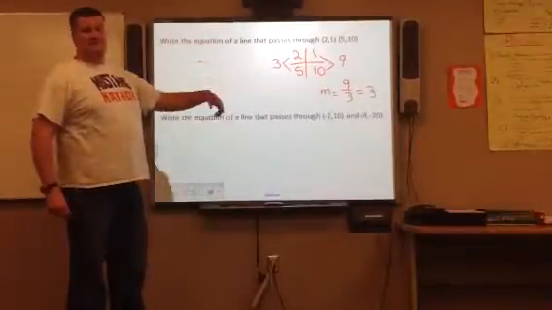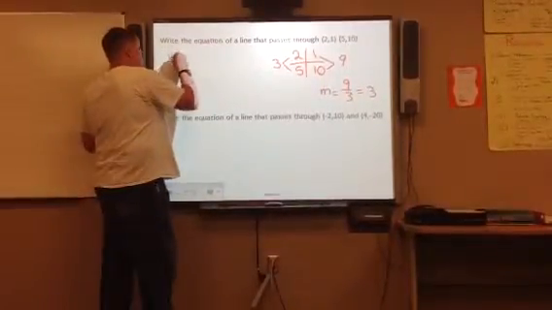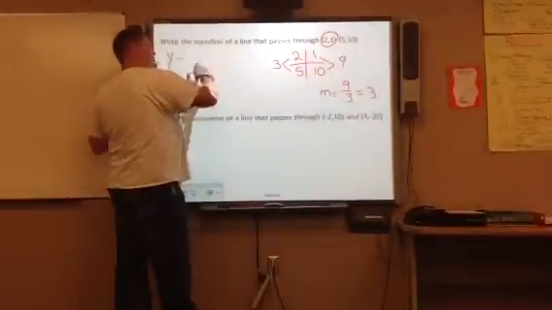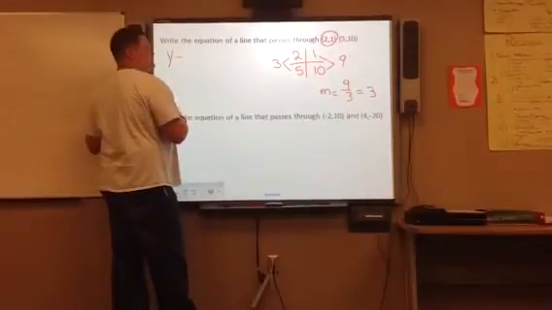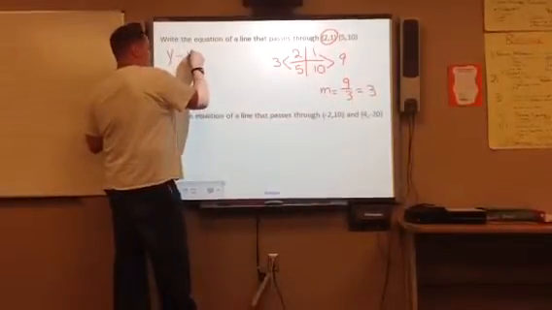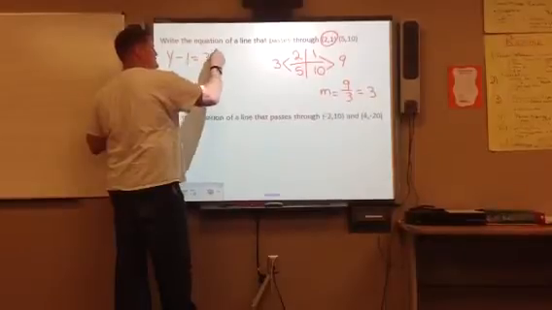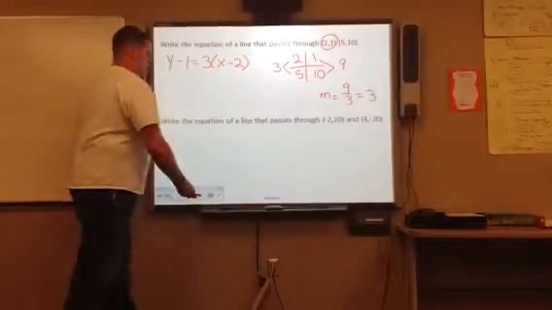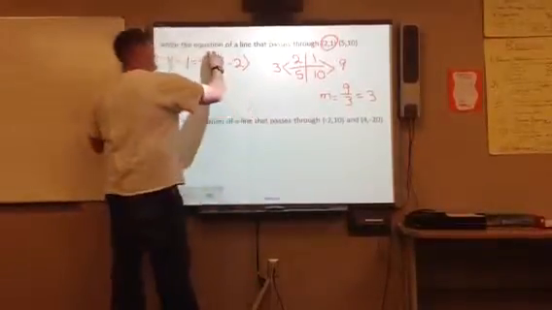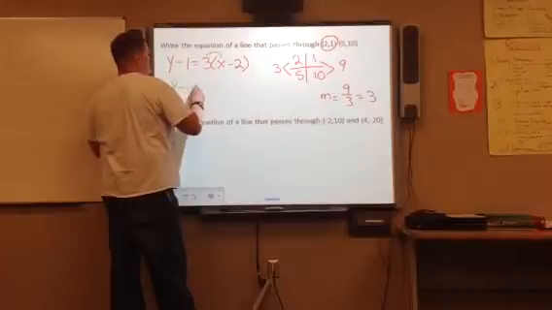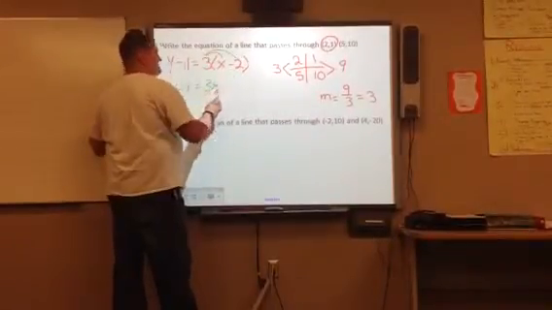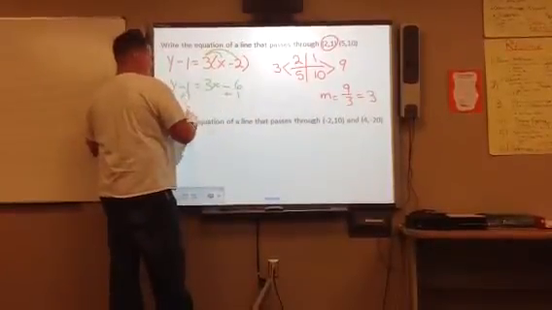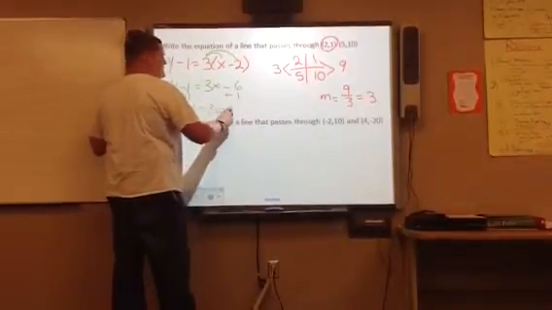So we have a point, we have a slope, let's do this. y minus. Now I'm going to pick this point to use. So anytime I plug in my y or my x, I'm going to use just that one point. So we have y minus 1 equals my slope, which is 3, times x minus 2. We're good to go here. Let's go ahead and solve that. 3 times x would be 3x. 3 times negative 2 would be negative 6. And then we're going to add the 1 to both sides. Get y equals 3x minus 5.